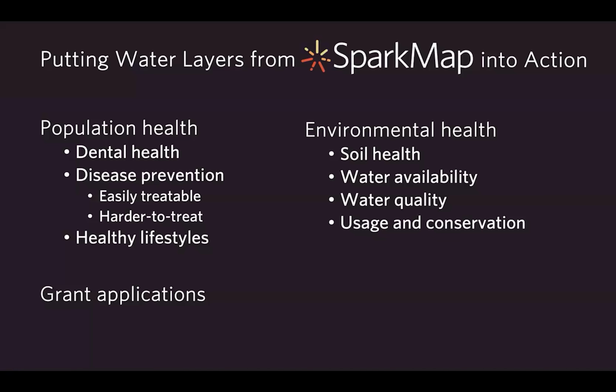We also think a lot about our environmental health, right? When it comes to agriculture and soil health, water availability. Do we have enough water to grow the crops that we need, right? Water quality, and then usage and conservation. And then grant applications. We know a lot of folks that use SparkMap are writing grants. And so I'm going to use that as one of my examples here once we dive in around, how can you use some of these data to reply to some funding opportunities that are out there right now.